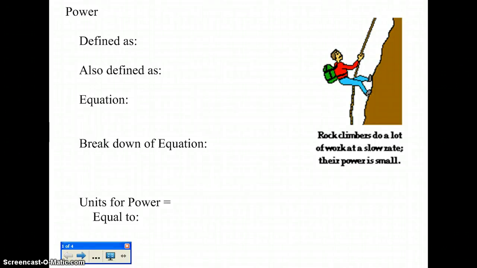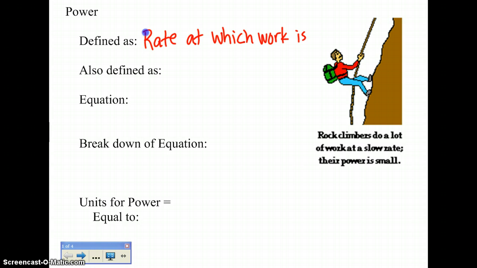This video is on power for your work, energy, and power unit. First thing is the definition of power. It is defined as the rate at which work is done. It is also defined as the rate of energy transfer by any method.